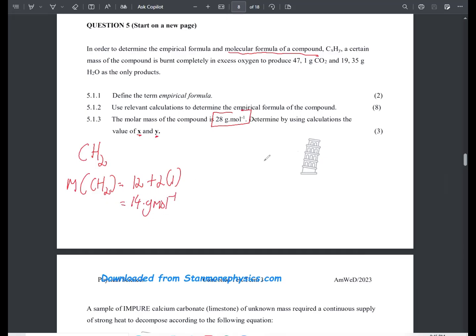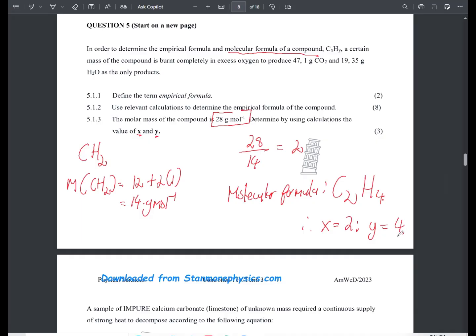But then what do we do now? We're going to say 28 divided by this 14, and then we get 2. Now, what are we going to do with this 2? This is the 2 that we multiply the subscript with so that we can find the molecular formula, right? So molecular formula now will be 2 multiplied by 1, which will be C2, 2 multiplied by 2, which will be H4. So in other words, X and Y are the ones that we get here. That means X will be equal to 2, and Y will be equal to 4. Hallelujah.